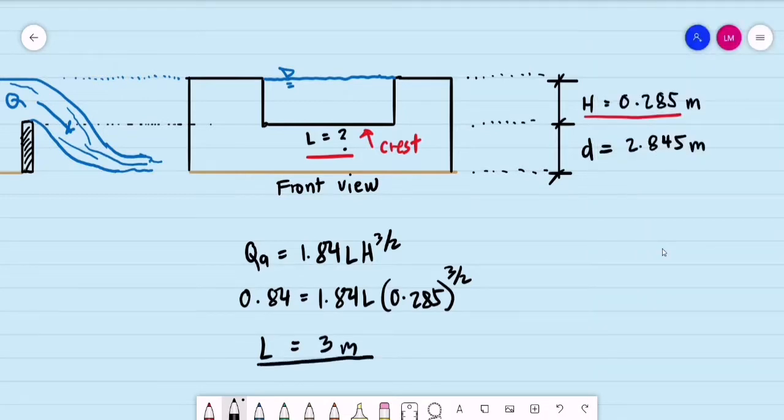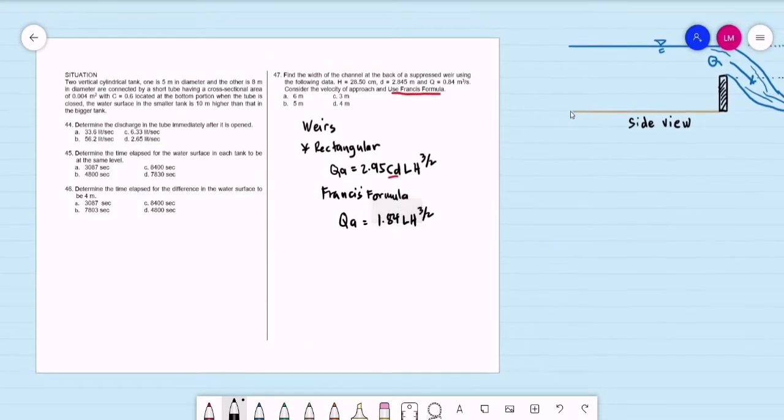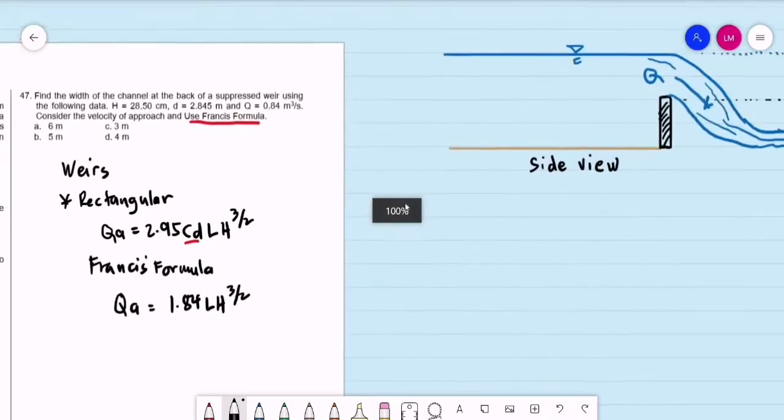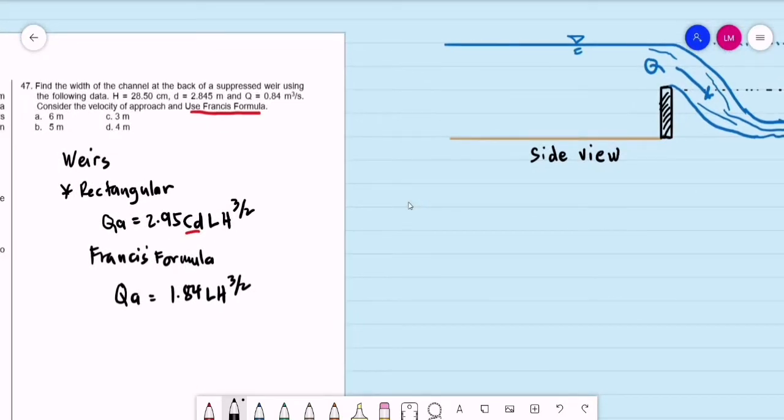So, maliit lang yung difference kapag kinonsider natin yung velocity of approach. Ang lalabas lang dun is 2.9999. So, this will be our solution for this rectangular weir. So, I think siguro magpo-post ulit ako ng link para dun sa derivation ng kanilang mga formula.